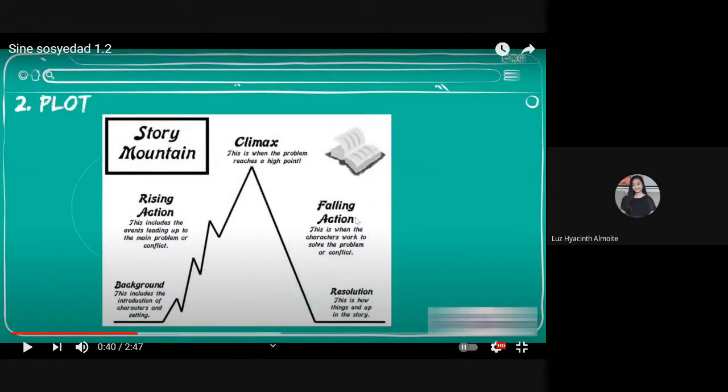Next is the falling action. This is when the characters work to solve the problems or conflict. The story begins to slow down from the climax and work towards its end, tying up loose ends. And lastly, we have the resolution, or it is also known as the denouement. The resolution is like a concluding paragraph that resolves any remaining issues and ends the story. So this is how things end up in the story.